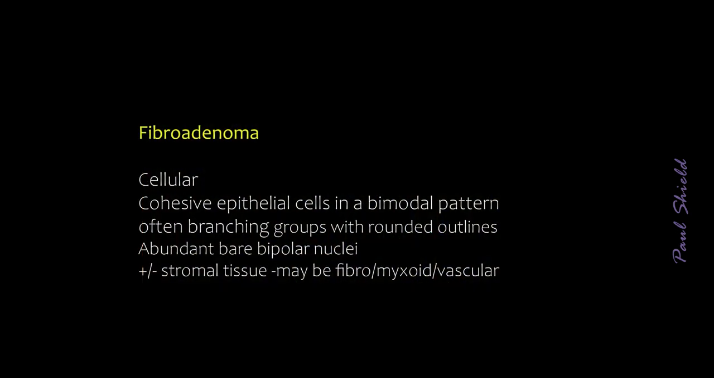So in summary, fibroadenomas are usually highly cellular. Histologically, the tumour usually consists of more stroma than epithelial cells, but the process of needling samples the epithelial cells preferentially, so you usually end up with more epithelial cells than stroma. Sometimes you'll see no stroma, sometimes you'll see quite a lot, as in that last case I showed you, but you should always see quite a lot of cohesive epithelial cells forming rounded, sometimes branching groups that are bimodal, and you should see abundant bare bipolar nuclei present.